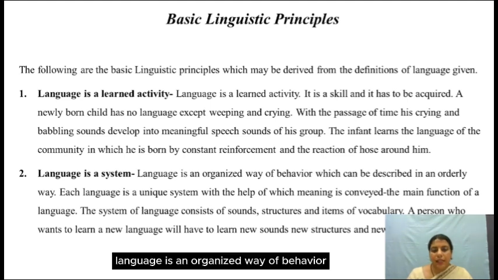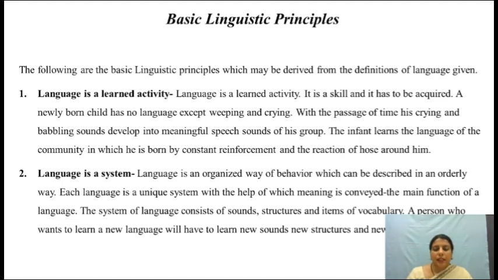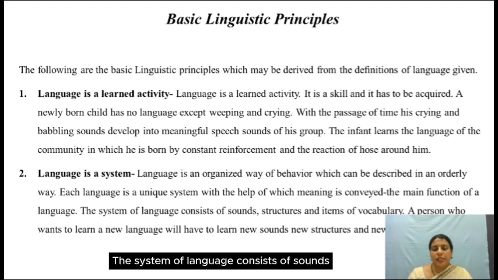Second is language is a system. Language is an organized way of behavior which can be described in an orderly way. Each language is a unique system with the help of which meaning is conveyed. The system of language consists of sounds, structures, and items of vocabulary. A person who wants to learn a new language will have to learn new sounds, new structures, and new items of vocabulary.